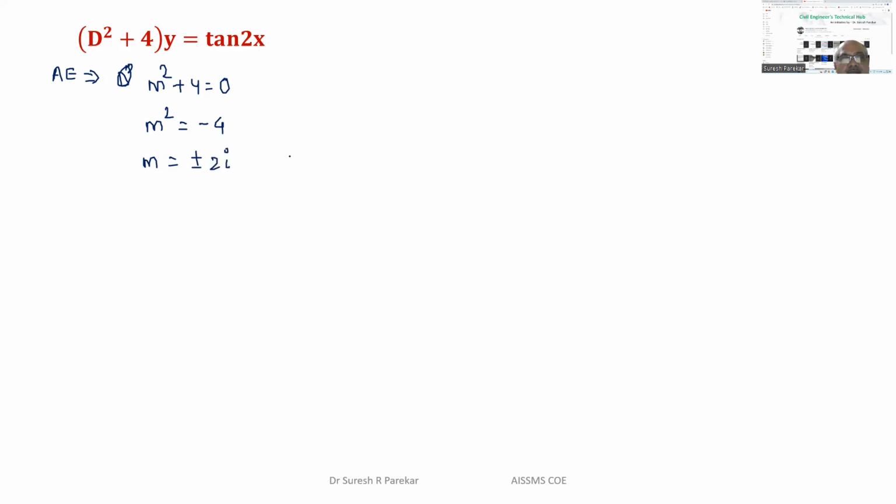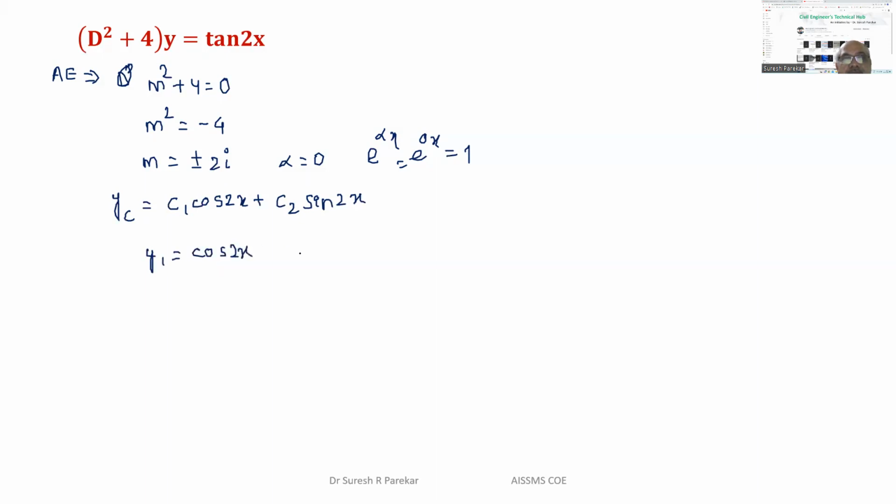Now alpha is equal to 0, so e to the power alpha x becomes e to the power 0x, which is 1. So we need not consider the term related to the real part. We directly go with the imaginary part, and we get yc equal to c1 cos 2x, because we have 2i, plus c2 sin 2x. So in this we have y1 equal to cos 2x and y2 equal to sin 2x.